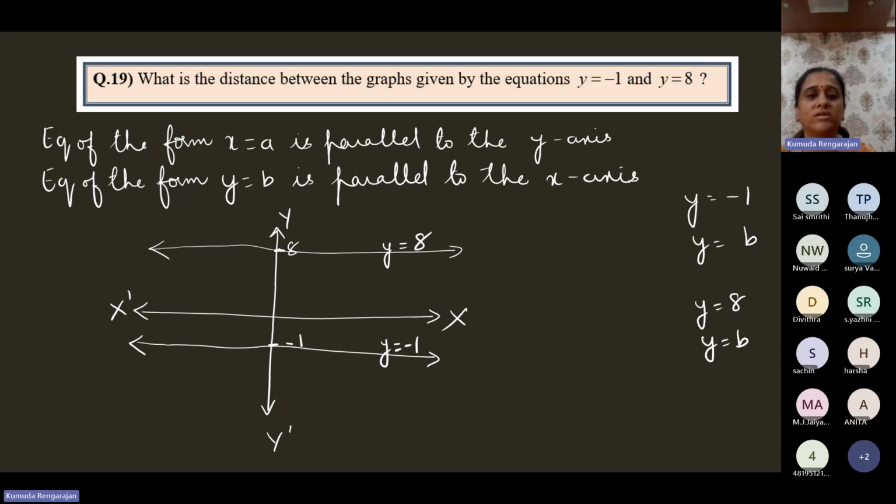Now the question is, what is the distance between the graphs given by these equations? What's the distance between? So you should find this distance. What is the distance between these two graphs? What is this distance, children? 9 units. Correct, 9 units.